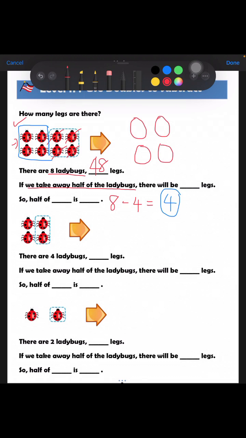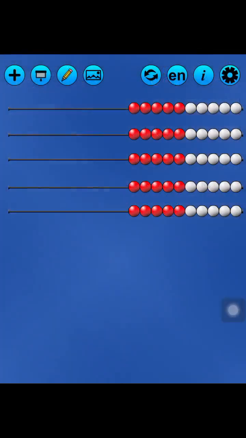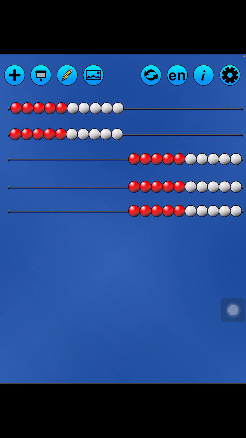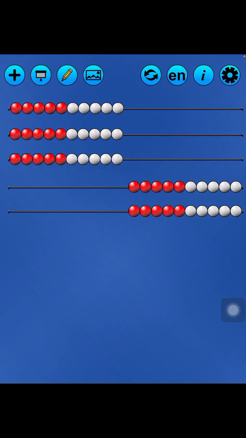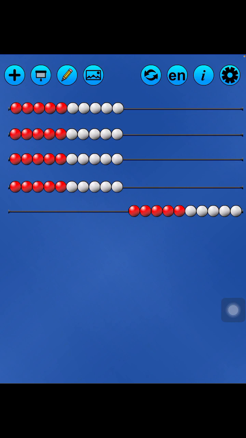Let's use the abacus to help us find the answer. If we take away half of the ladybugs, that means the number of legs will also be reduced by half. That means we need to find the half of 48. Let's use the abacus to represent 48. 3 tens and then 4 tens. 48 equals 4 tens and 8 ones.